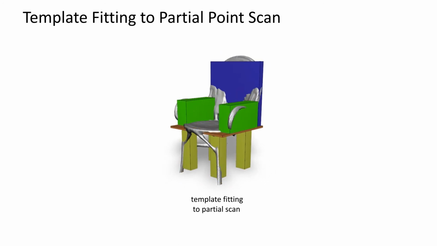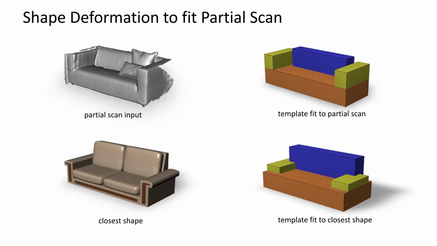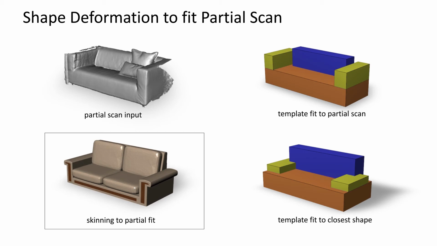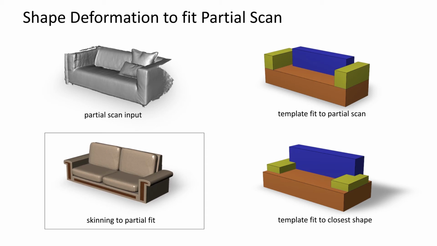The optimization then fits complete templates to the partial scan. The constraints encoded in the template hallucinate the missing structure. The template fitting helps select the closest shape from the repository. We can manipulate and deform this shape to match the template of the partial scan. This recovers a fully meshed shape that accounts for the partial point cloud.